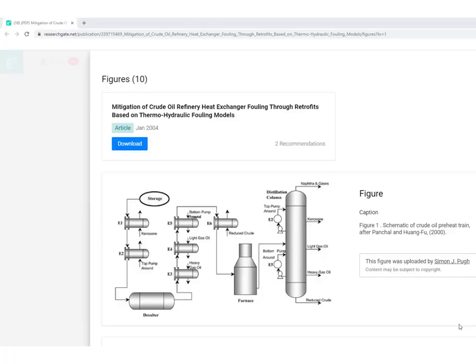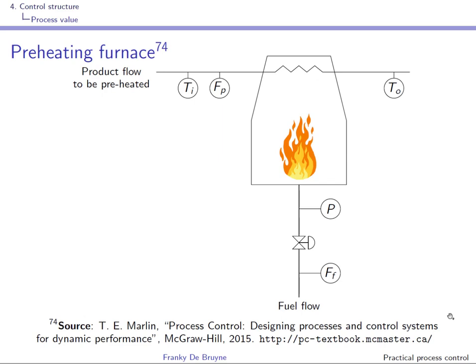The process that we use as a tutorial example is a preheating furnace. It is, for instance, used to preheat crude oil in oil refineries. The preheating furnace is then located just in front of the distillation column. The product that needs to be preheated flows through the tubes of the preheater, receiving a prescribed amount of heat or energy.